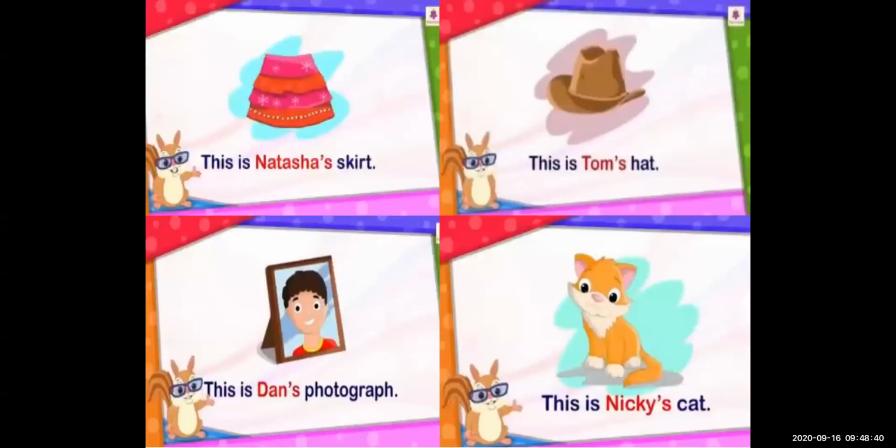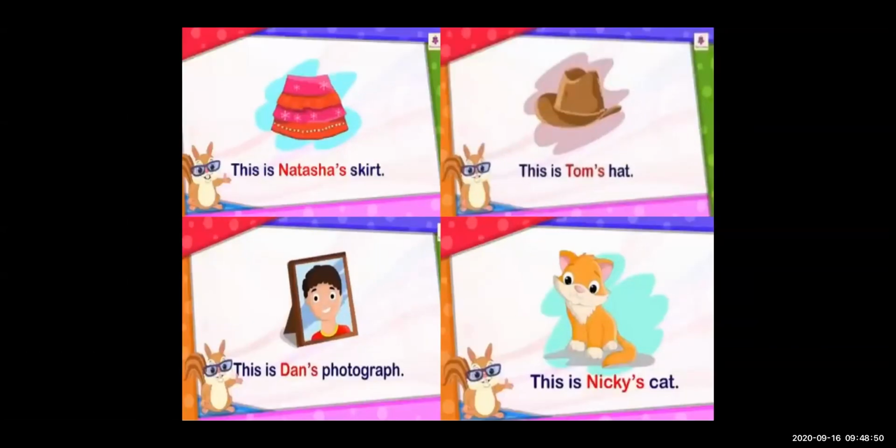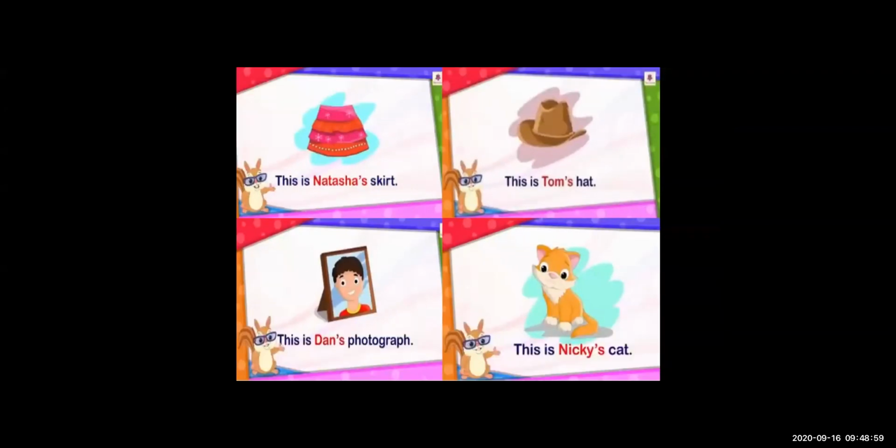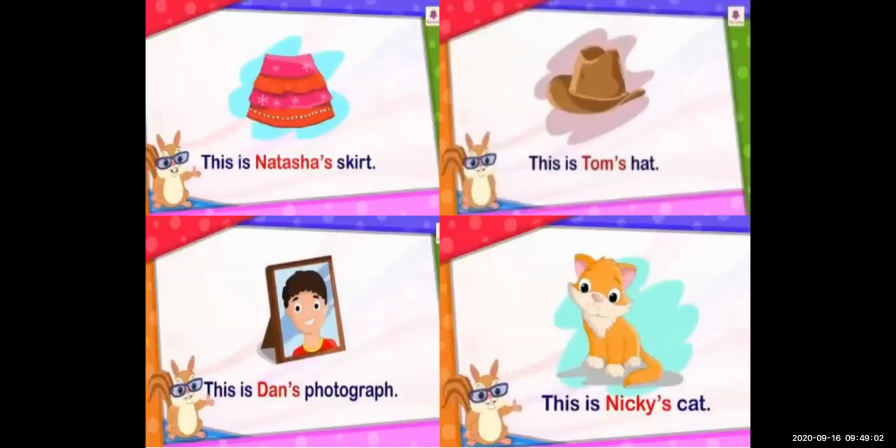Here are some examples. In these examples, some words are in red. You have to observe those red words. You can see this. Okay, I'll read the sentences for you, then I will tell you what they are exactly. This is Natasha's skirt, this is Tom's hat, this is Dan's photograph, this is Nikki's cat.